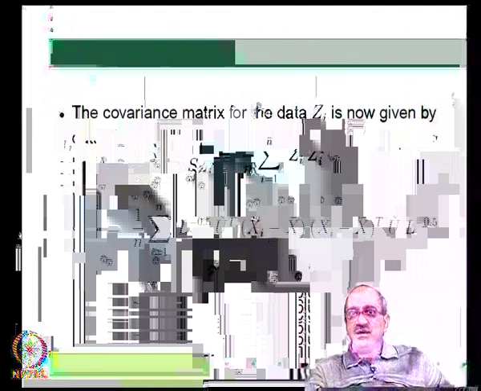So, let us substitute for z_i. z_i is nothing but L to the power minus half u tilde transpose (x_i minus x bar). z_i transpose is (x_i minus x bar) transpose u tilde L to the power minus half. Now, I have this S matrix sitting in the middle, 1 by n summation for i equal to 1 to n of (x_i minus x bar)(x_i minus x bar) transpose. So, I get L to the power minus half u tilde transpose S u tilde L to the power minus half.